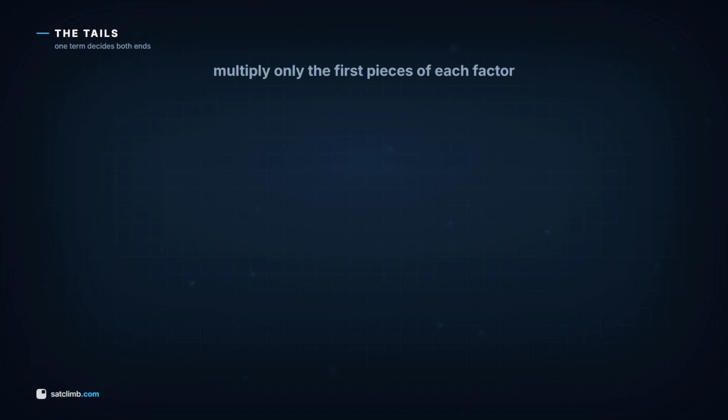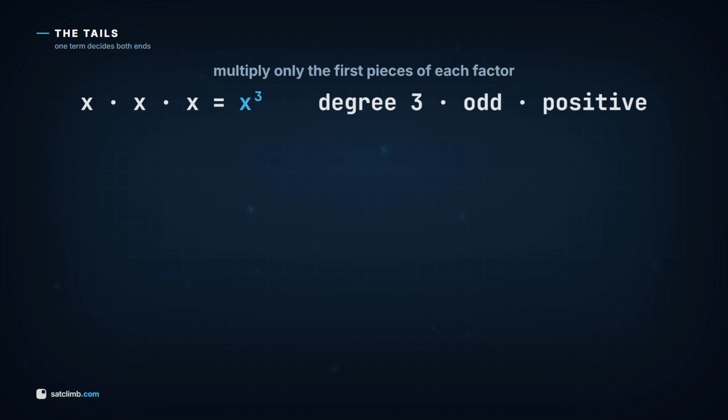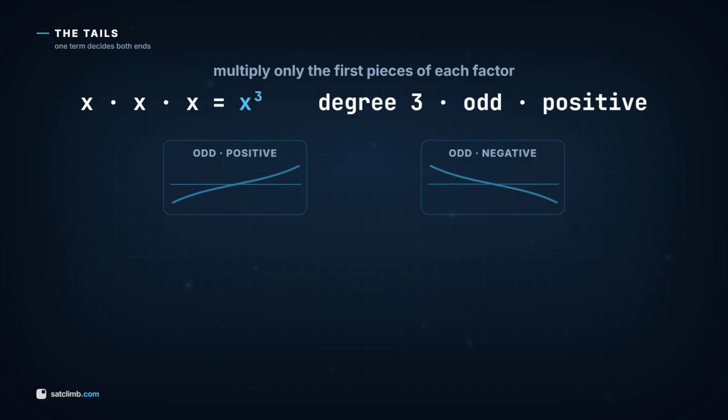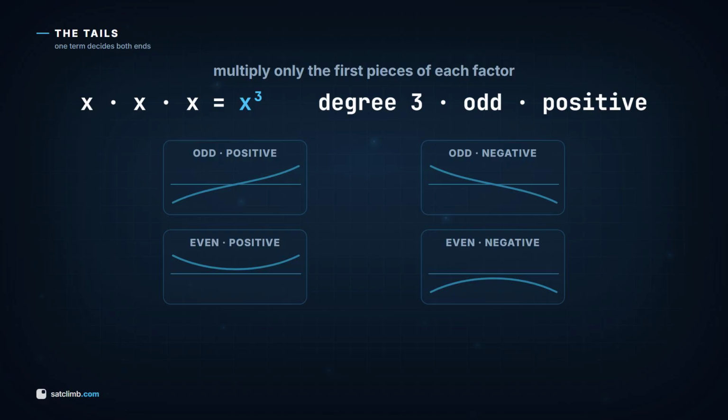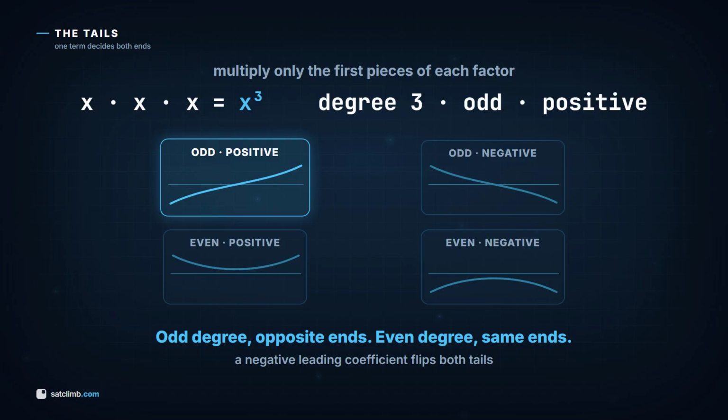Now the tails. End behavior comes from one term, the leading one. Multiply just the first pieces. X times x is x cubed. Degree 3, odd, and the coefficient is positive, so the graph comes up from the bottom left and leaves through the top right. Odd degree, opposite ends. Even degree, same ends. Negative coefficient flips both. That is the entire rule, and expanding never enters it.